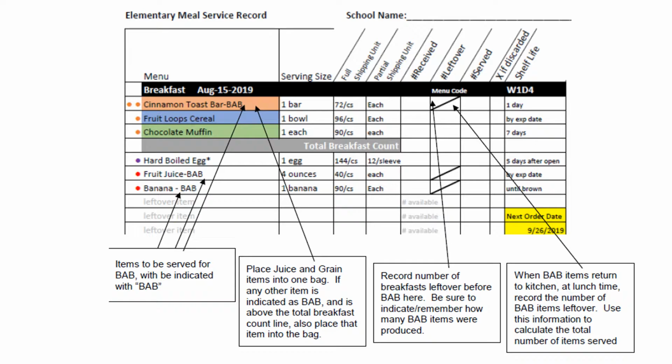Let's discuss how to record items served in the Breakfast After the Bell program. Items to be served for Breakfast After the Bell, aka BAB, will be indicated with BAB. Place juice and grain items into one bag. If another item is indicated as BAB and is above the total breakfast count line, also place that item into the bag. Record the number of breakfasts left over before BAB here. Be sure to indicate or remember how many BAB items were produced. When BAB items return to the kitchen at lunchtime, record the number of BAB items left over. Use this information to calculate the total number of items served.